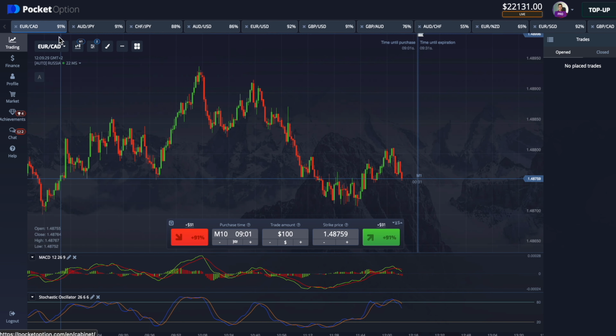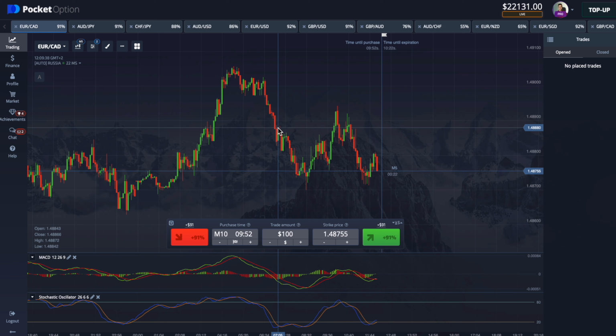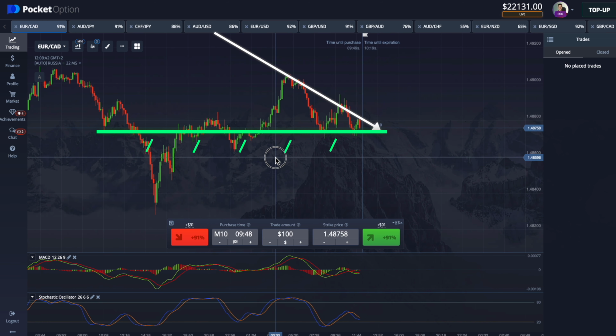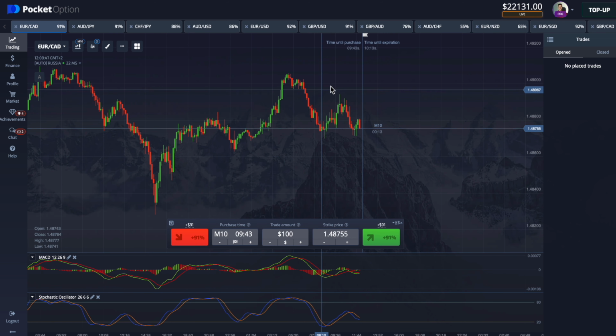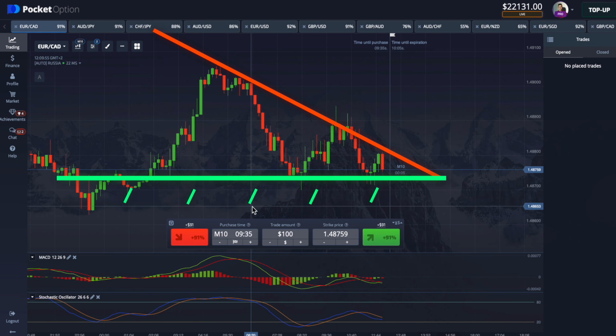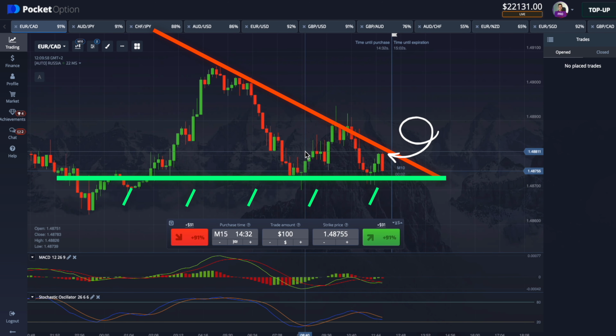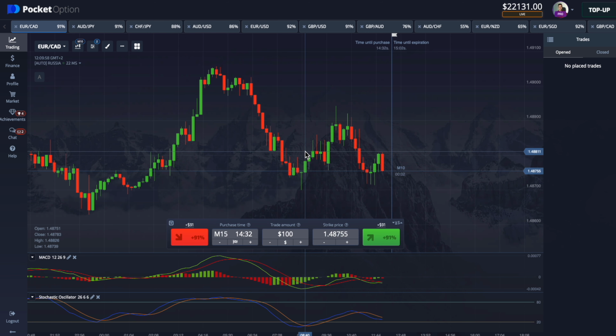And the last case of the day, here we see a triangle pattern on the 10 minutes time frame. The market has reached the trend line and keeps going down, aiming to break the level of support. Since 10 minutes is quite a long time frame, we choose an even longer expiration time, which is 15 minutes, and we place a bet down.